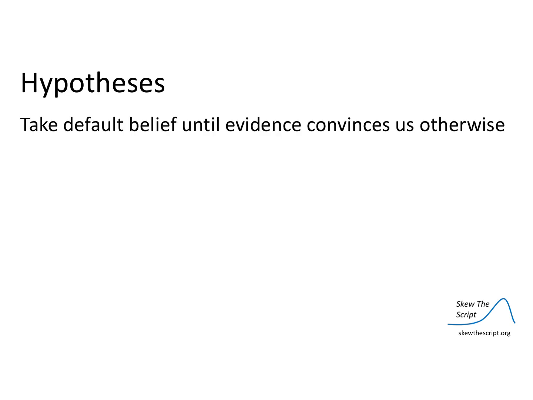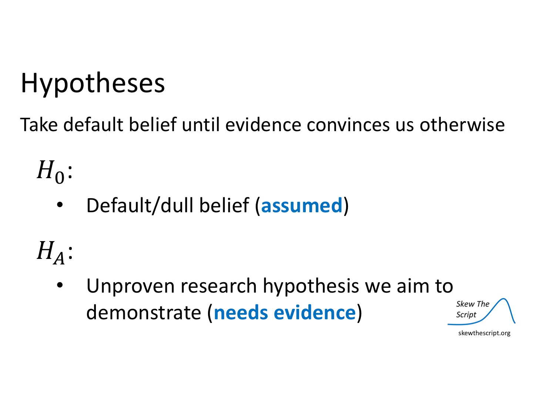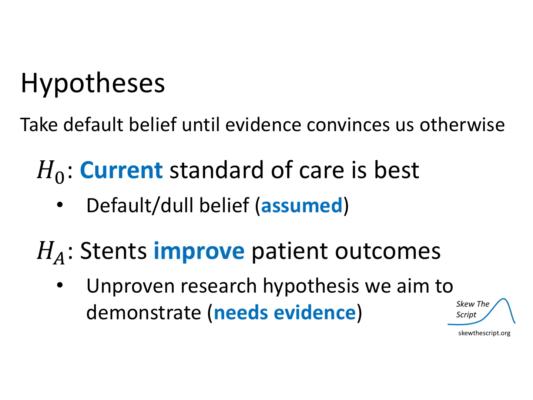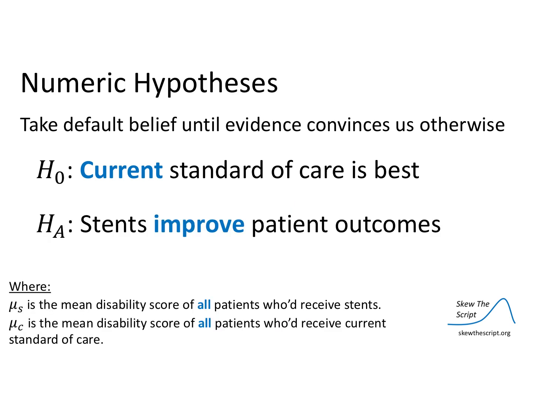We need to discuss our hypotheses first, so take default belief until evidence convinces us otherwise. Our null hypothesis then is that the current standard of care is best, and our alternative would be that stents improve patient outcomes. Now remember, we always need to discuss what our variables relate to. So mu of S is the mean disability score of all patients who receive stents. Mu of C is the mean disability score of all patients who receive current standard care.